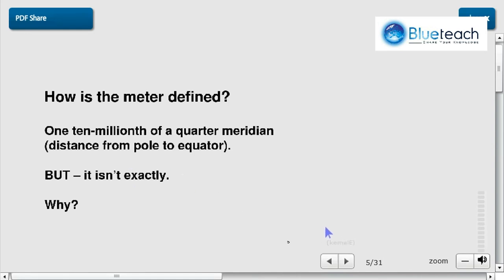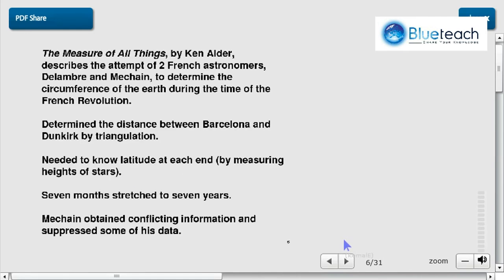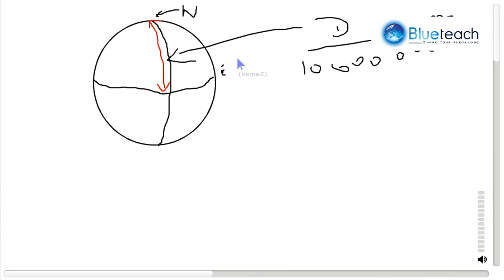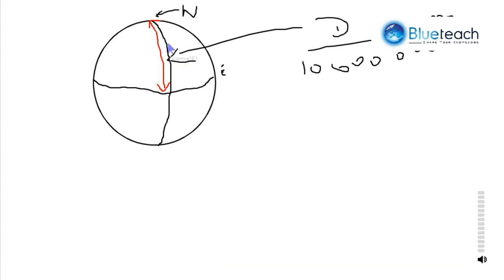So let's see why. The Measure of All Things by Ken Adler describes the attempt of two French astronomers to determine the circumference of the Earth, during the time of the French Revolution. So in order to get that distance, you need all those parameters. You need to know where the North Pole is, where the equator is, and you need to assess the distance correctly.